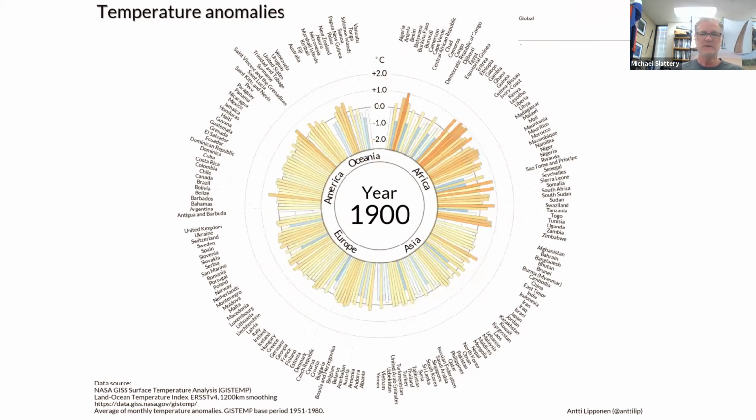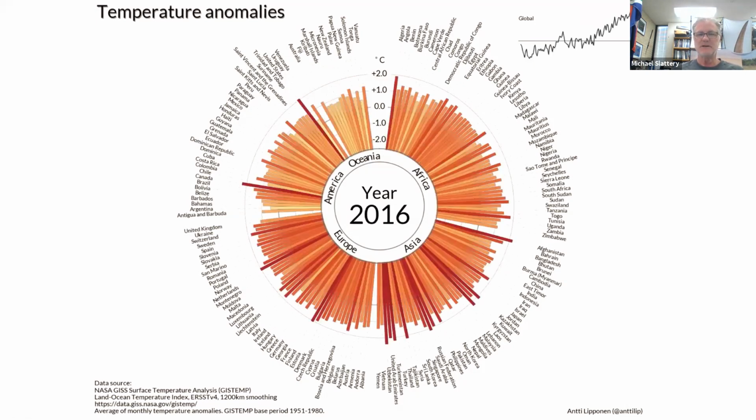1900, 2016, right? That's pretty compelling, I think. That's pretty hard to argue, okay, of global temperature anomalies. And just like carbon dioxide, I think we have to ask that question: what does this look like going further back than just 100 years?